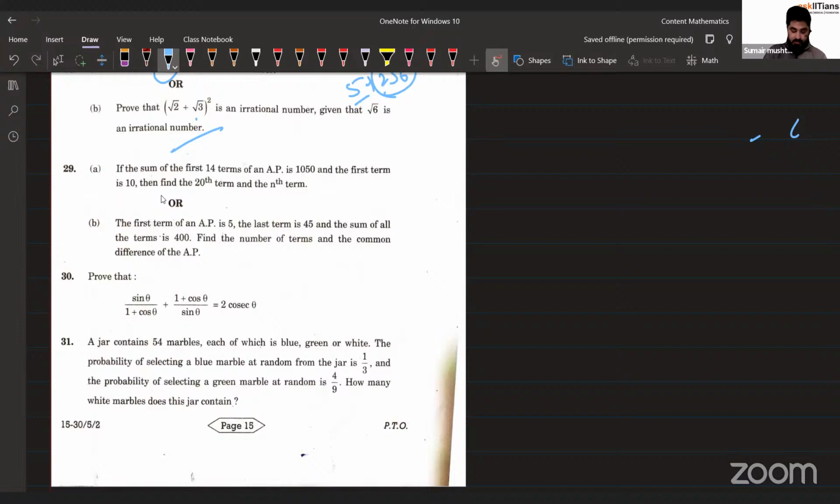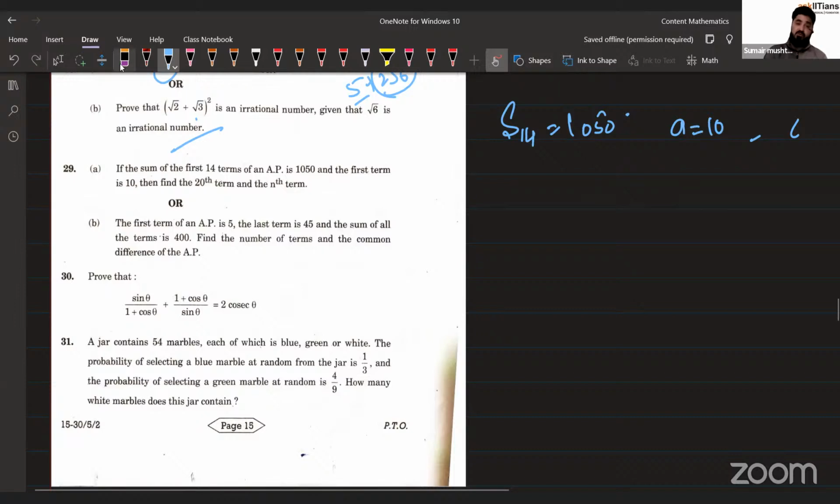Next question. This is a good question. How many of you have done this question? If the sum of the first 14 terms of an AP, that is S14, is given as 1050, and the first term is 10, that means a is equal to 10. Find the 20th term.